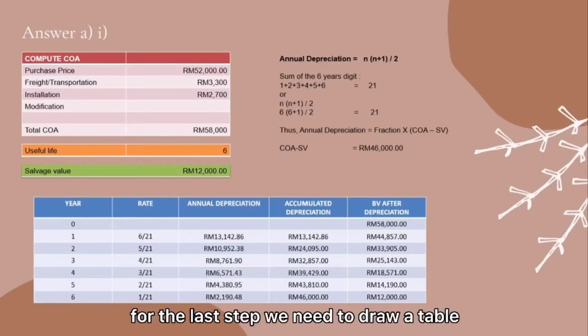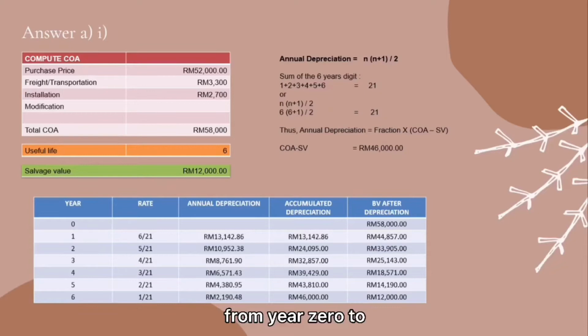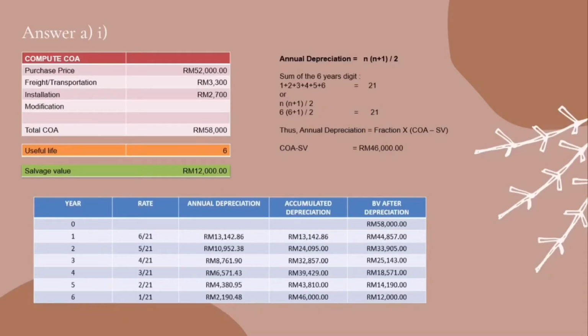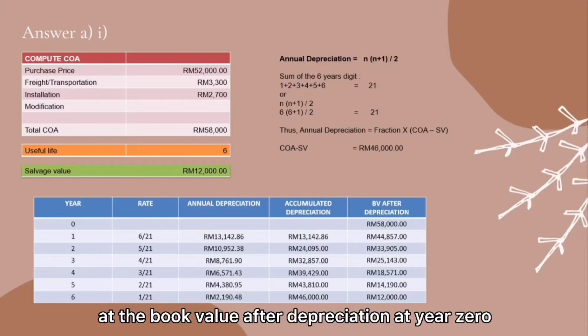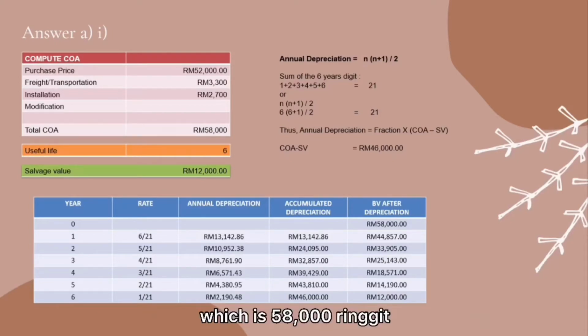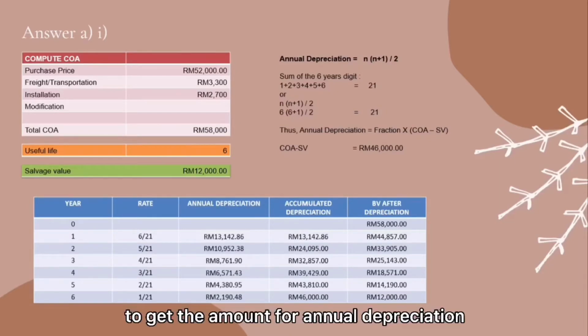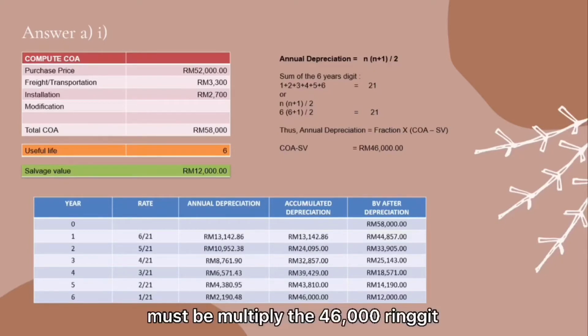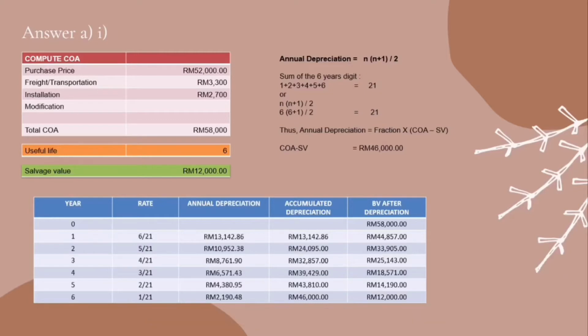For the last step, we need to draw a table from year 0 to year 6. First, we need to put the total cost of asset as the book value after depreciation at year 0, which is 58,000 ringgit. To get the amount for annual depreciation, the rate must be multiplied by the 46,000 ringgit.